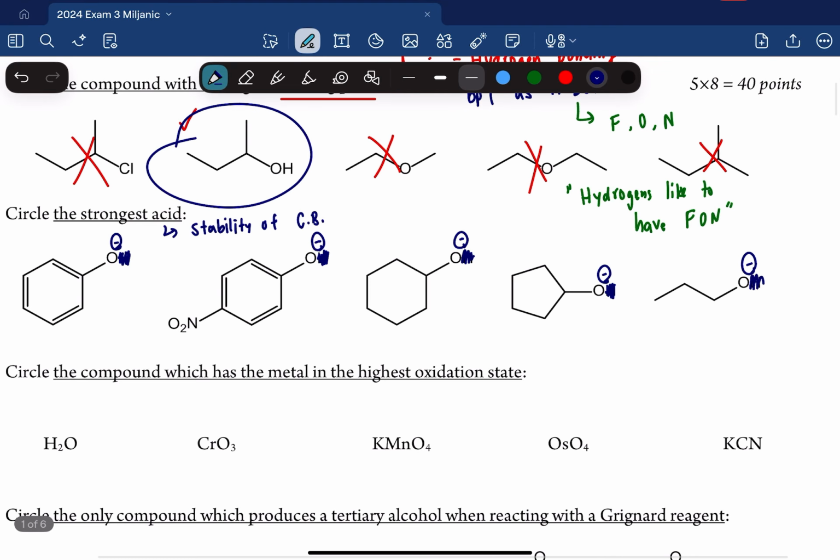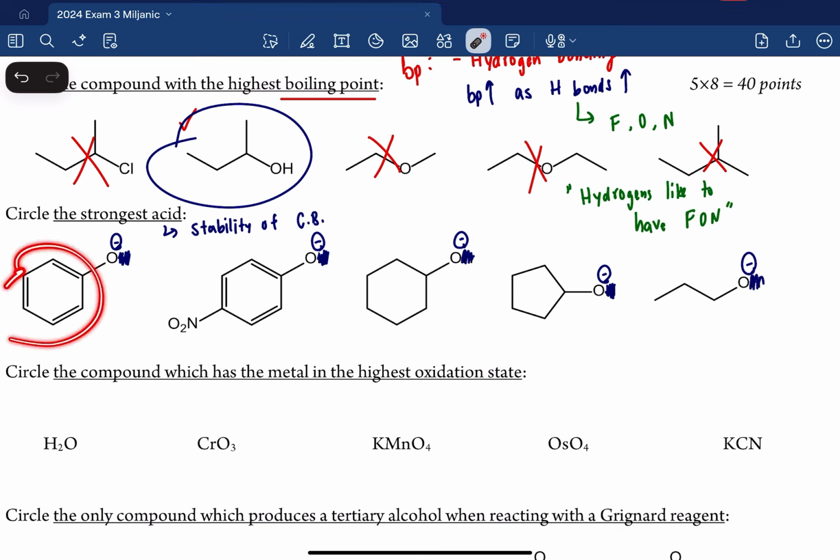So a good test-taking strategy is if you see two answer choices that are very, very similar, the odds are one of them is going to be correct. So in this case, we have a benzene and a benzene. And then these are all just alkyl groups. So what you need to know about benzene specifically is that it is a withdrawing group.